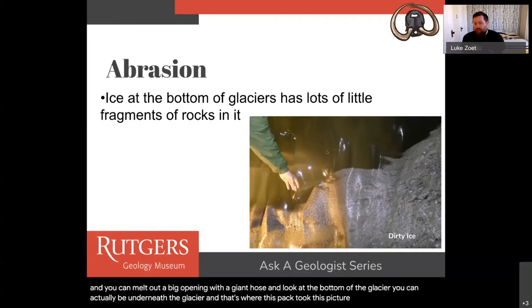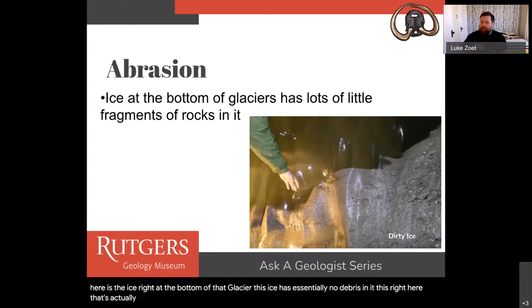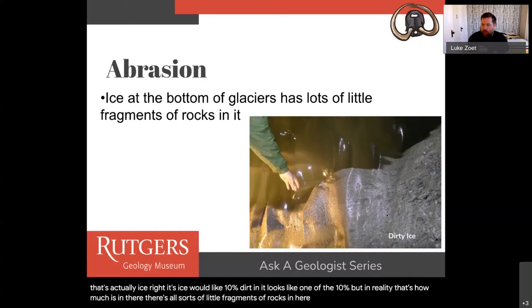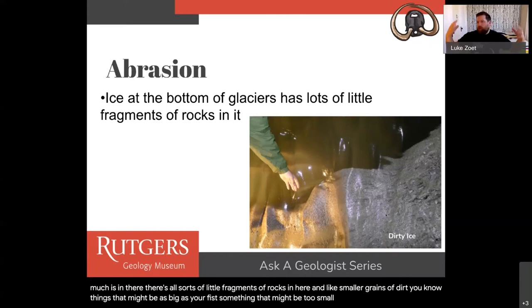And what you're seeing here is the ice right at the bottom of that glacier. This ice has essentially no debris in it. It's kind of like the ice you get in your freezer. But this right here, that's actually ice, right? It's ice with like 10% dirt in it. It looks like more than 10%, but in reality, that's how much is in there. There's all sorts of little fragments of rocks in here and smaller grains of dirt, things that might be as big as your fist, something that might be as small as a grain of sand, or maybe even a boulder as big as a car. Glaciers can move all of it.